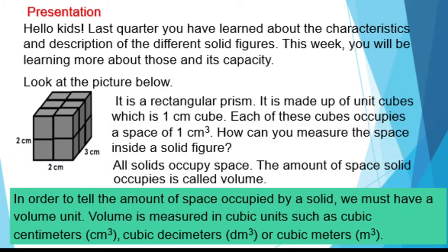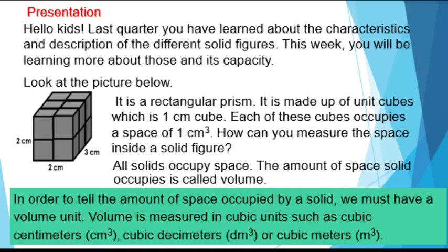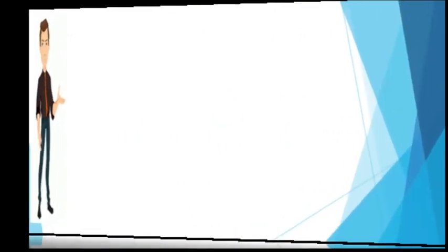Okay? So, in order to tell the amount of space occupied by a solid, we must have a volume unit. And the volume is measured in cubic units such as cubic centimeter, cubic decimeter, cubic meters, and so on and so forth. And another way to know the volume of a solid figure is by using the formula.